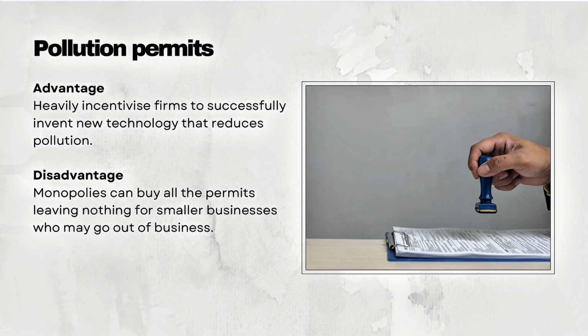And lastly, in the case for pollution permits, the advantage of this is that it heavily incentivizes firms to successfully invent new technologies that will reduce their pollution. The reason for this incentive is that they can sell their pollution permits to other businesses for money. The disadvantage, however, is that monopolies can buy all of the permits within the economy and leave absolutely nothing to other smaller businesses who may go out of business. This will reduce competitiveness in the economy, increase prices, and reduce quality.